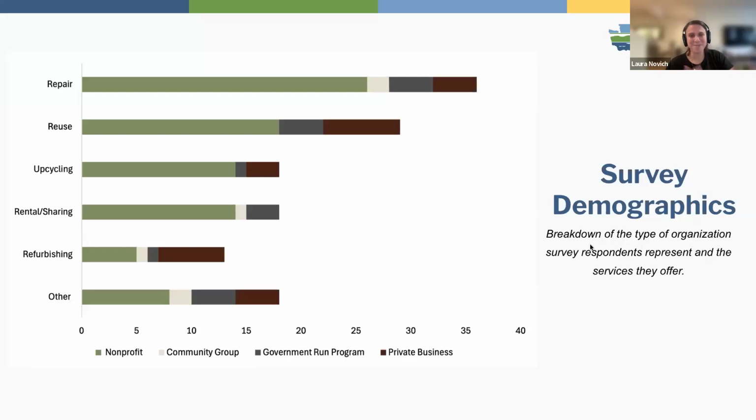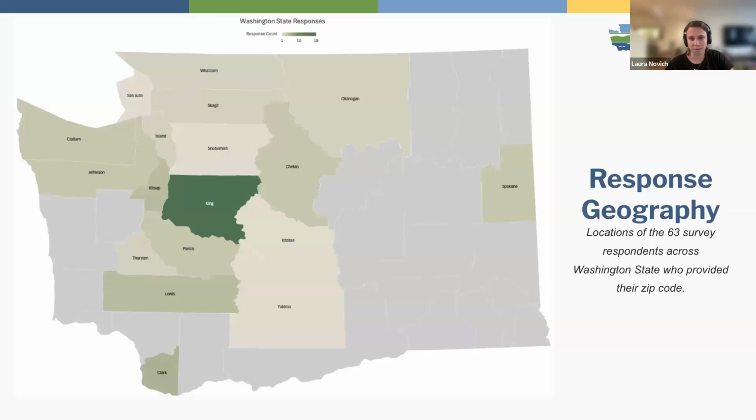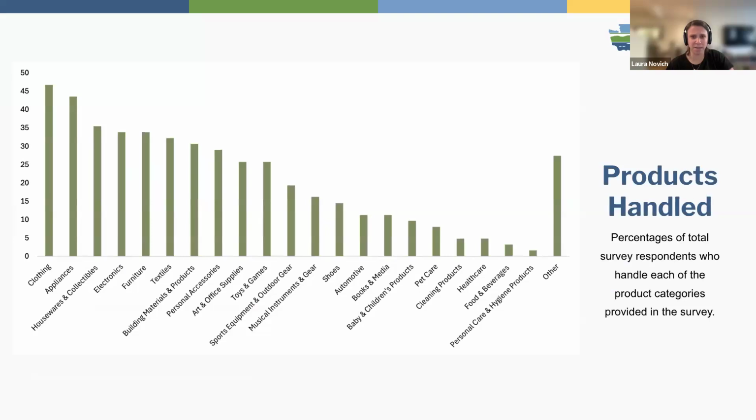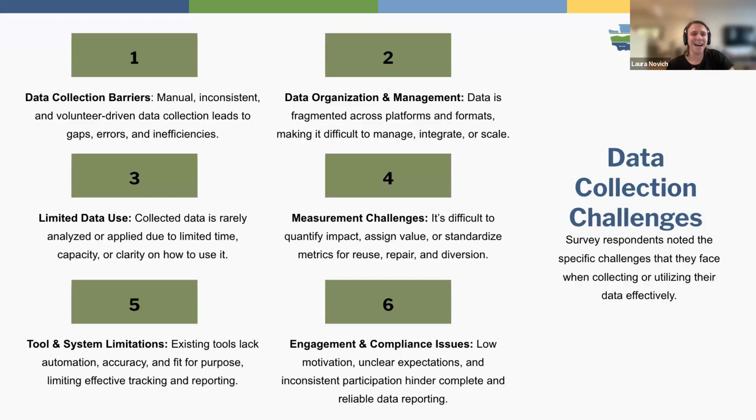The majority of the folks that we heard from in the survey were nonprofits in the repair and reuse space. They came from across Washington state, but pretty concentrated in King County. The respondents primarily handled clothing, appliances, housewares, electronics, furniture, textiles, building materials, and products, the usual suspects, the top of the list there.